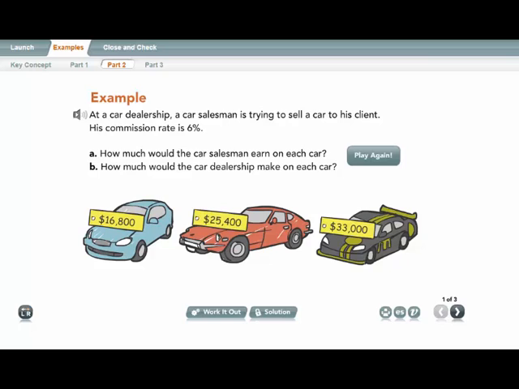Okay, so ladies and gentlemen, you're needing to find out for each one of these cars how much the salesman is going to earn, and then how much the dealership will make. So you're going to go back to your subtraction equation where you have the two-step process. The first step, where you find out how much the commission amount will be, is going to answer A. And B, what part are you going to use? The subtraction part of that, right? Where you have the total and then you subtract the commission amount to find out that base, and that would be what the car dealership makes. So pause the video and try.